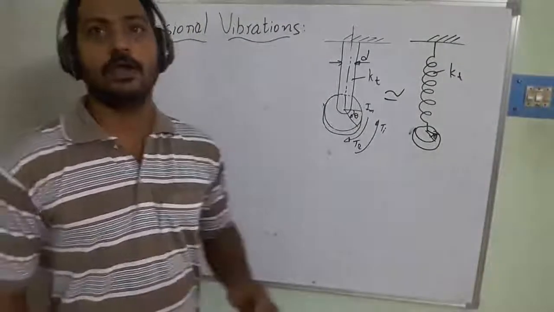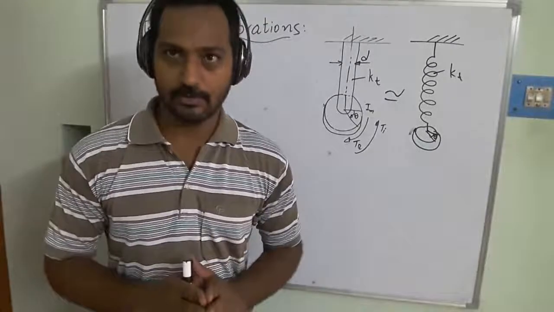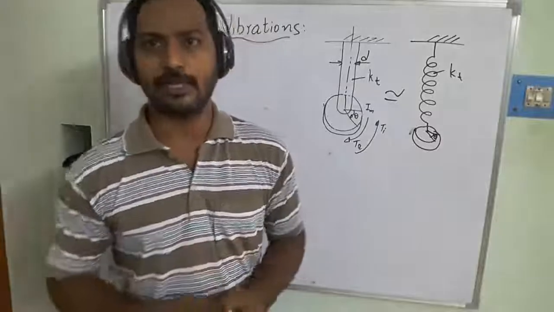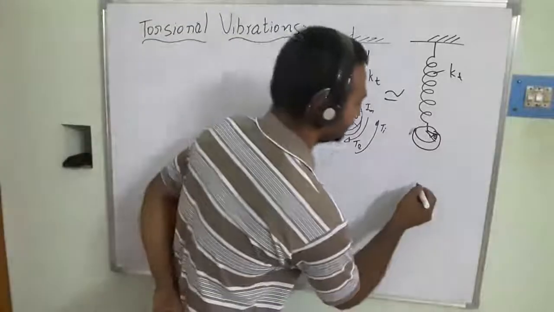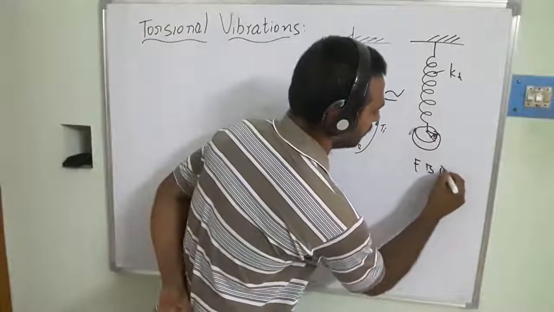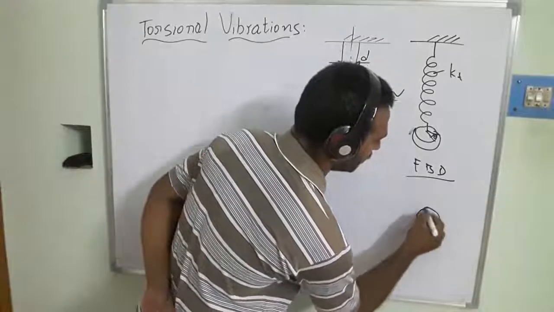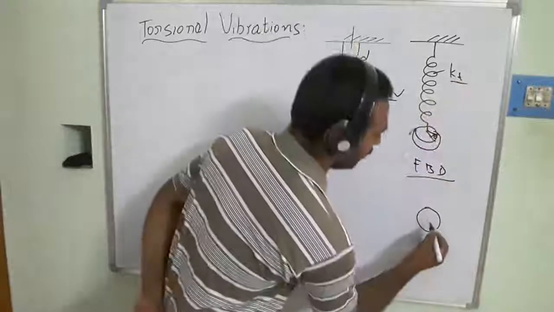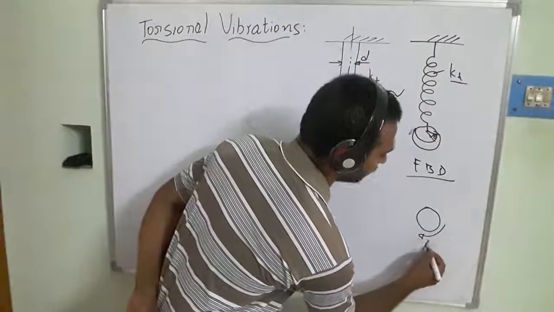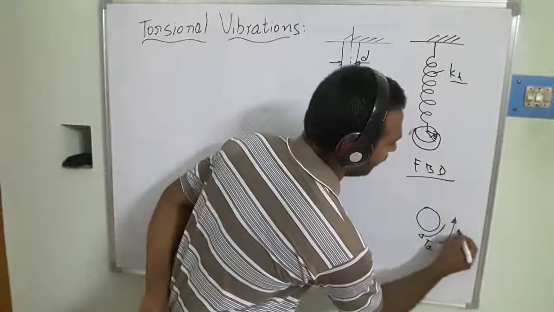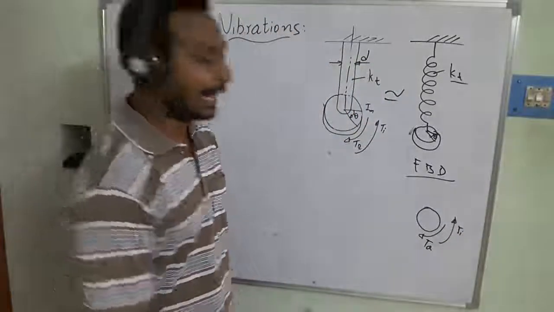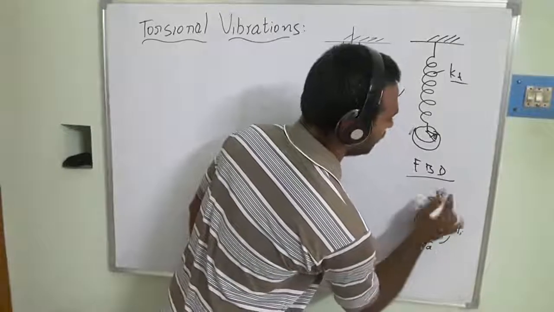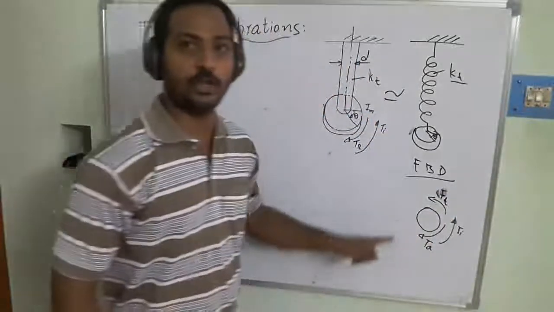So in this case, how many forces are acting on that member? If you take the free body diagram of this, there are two forces acting on that member. This is the free body diagram, and this is the disc, right? And in this case, Kt, this is your accelerating torque and this is your inertia torque, alright? And then what happened here? Another force that is acting is the torsional force on that member.